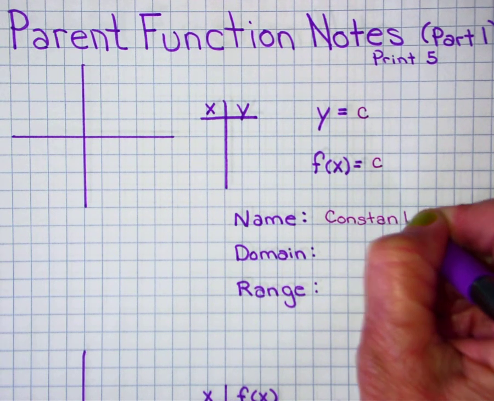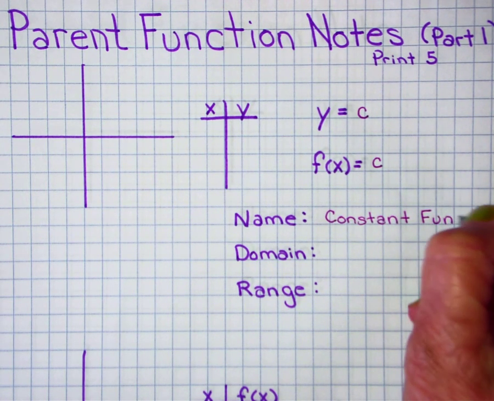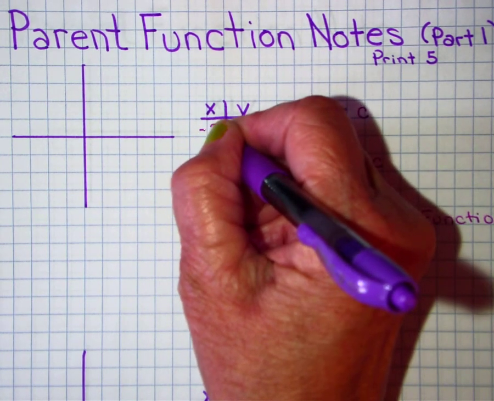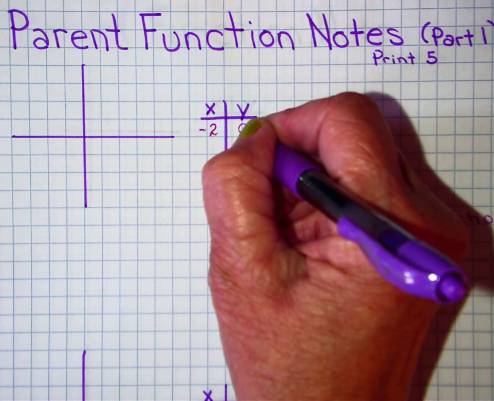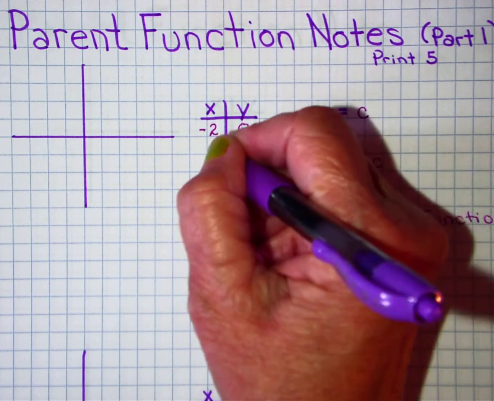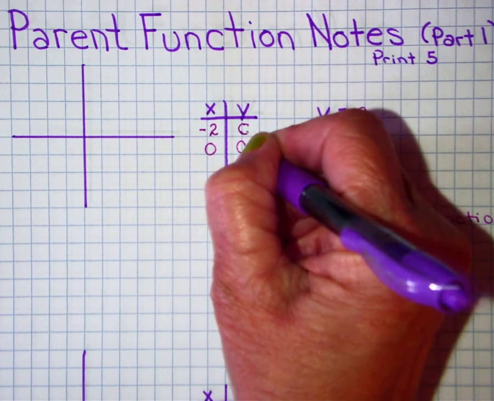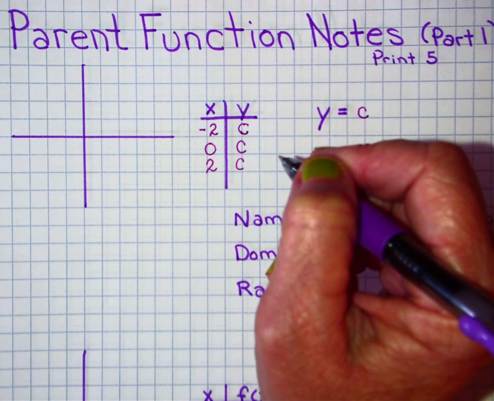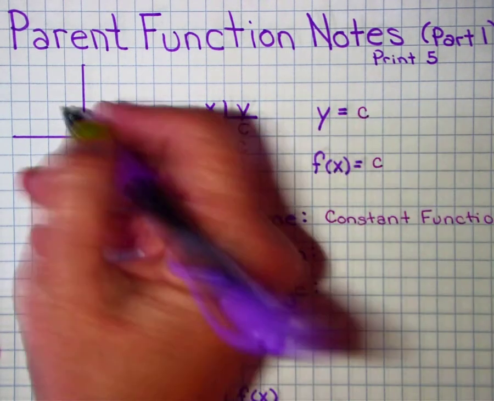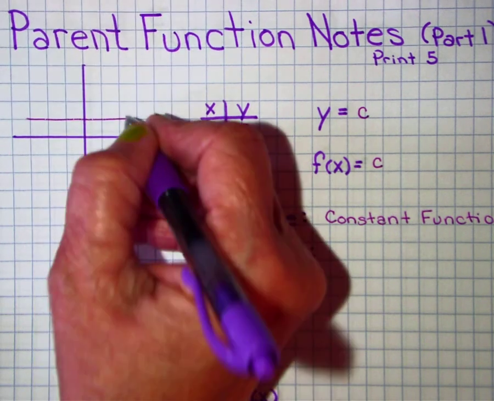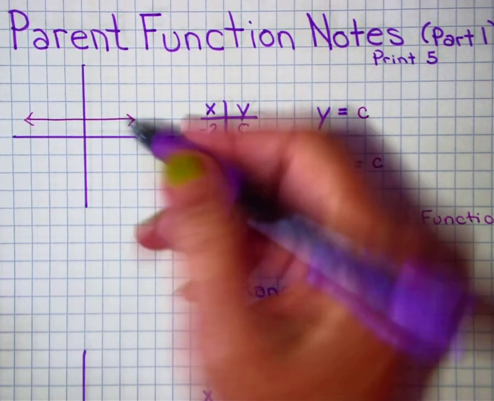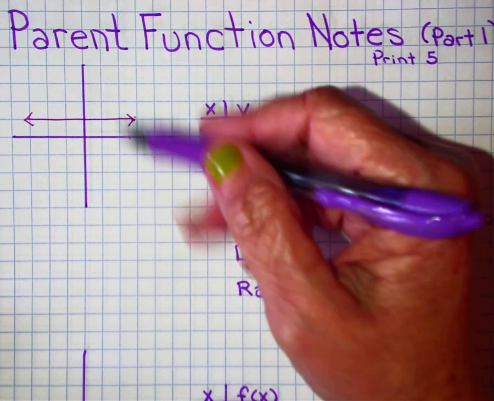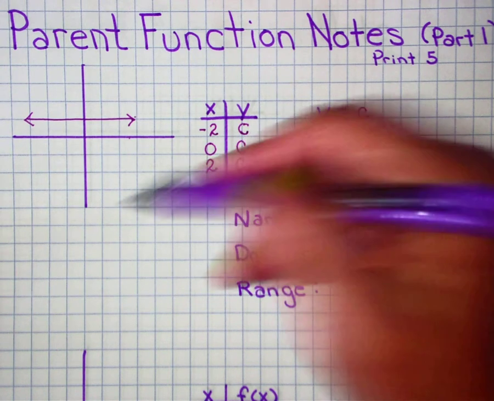And a constant function, if we write it into a table, would mean that no matter what the value of x is, I could say x is -2, y is going to be whatever that constant function is. If I say x is 0, y will be the constant. If I say x is 2, y will be the constant. And the constant can be any real value. So if I write it on a graph, it would look like just a horizontal line. So in this case, I've said the constant equals 1. But it could have been -6, it could have been anything we wanted along this y-axis.